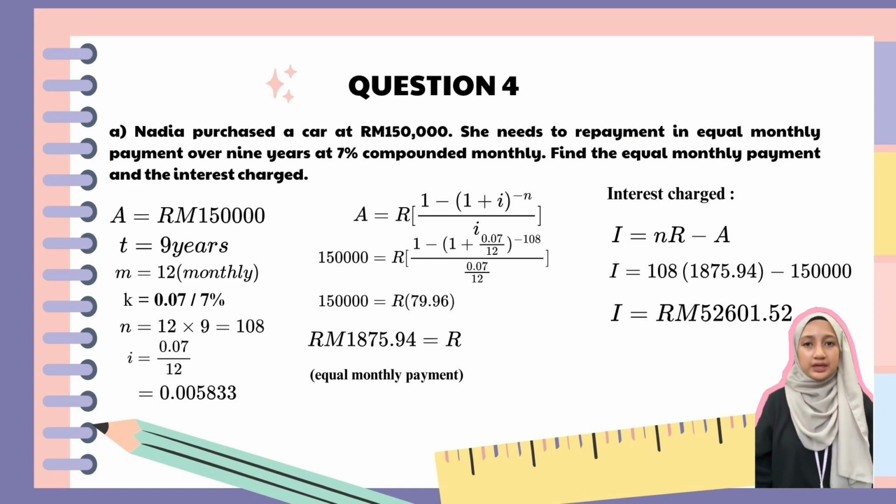Next, question 4A. Nadia purchased a car at 150,000 ringgit. She needs to repay in equal monthly payments over 9 years at 7% compounded monthly. Find the equal monthly payment and the interest charge.